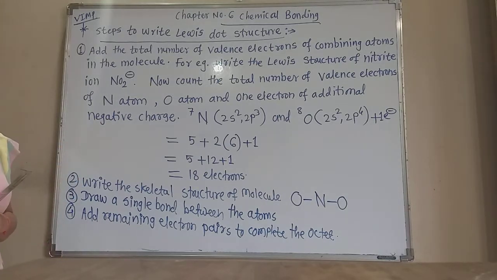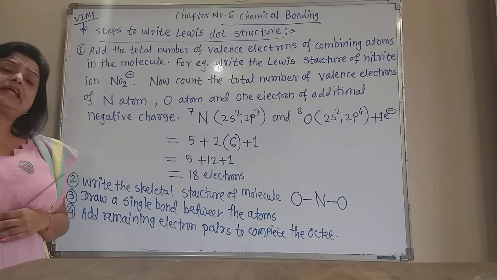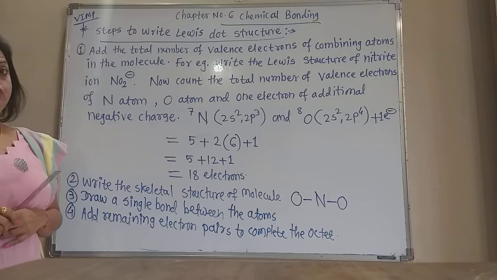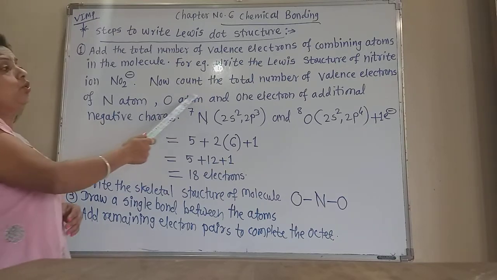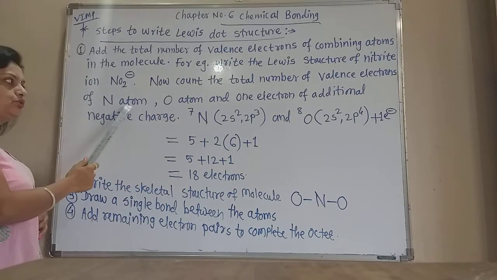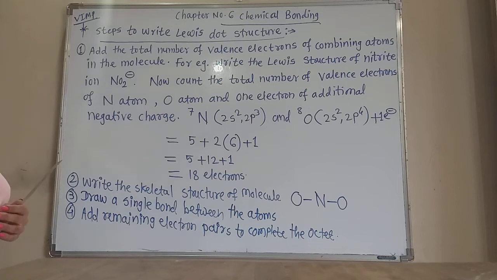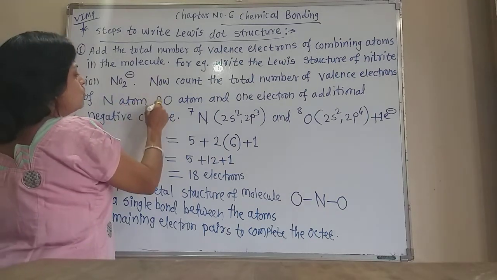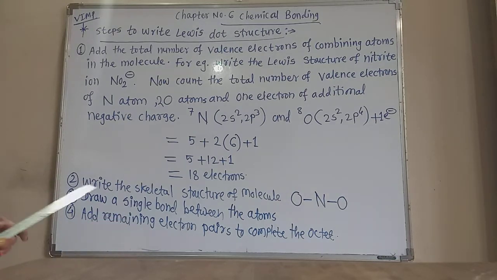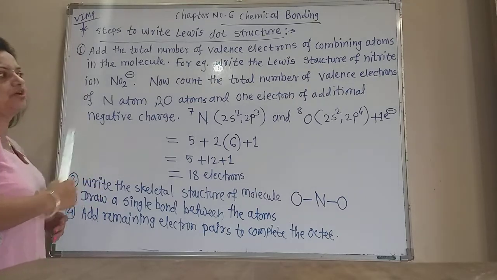If there is a positive sign on the ion, then subtract one electron when counting the total electrons. Now count the total number of valence electrons of the nitrogen atom and the oxygen atoms. There are two oxygen atoms, and one additional electron for the negative charge.